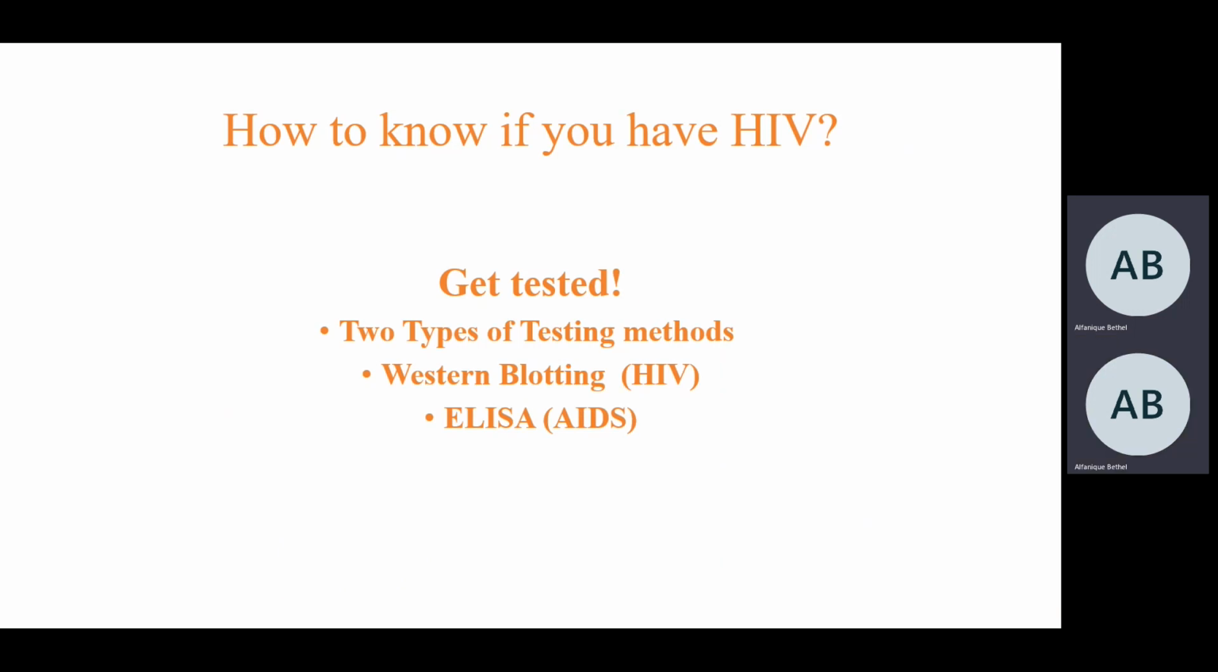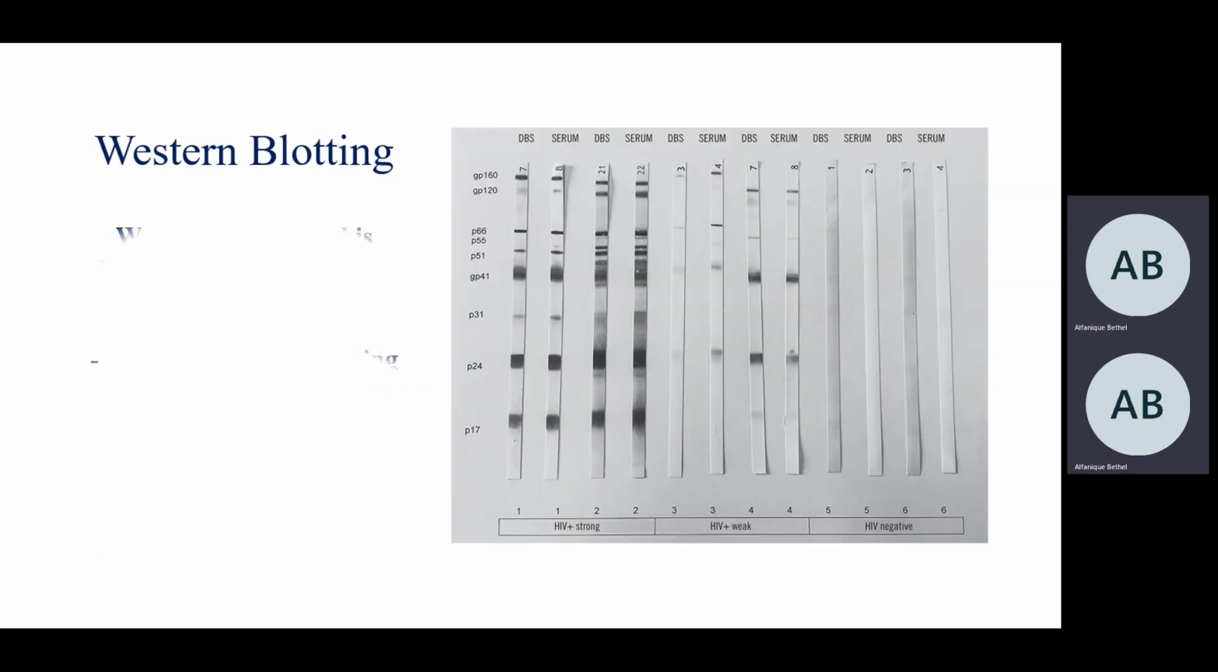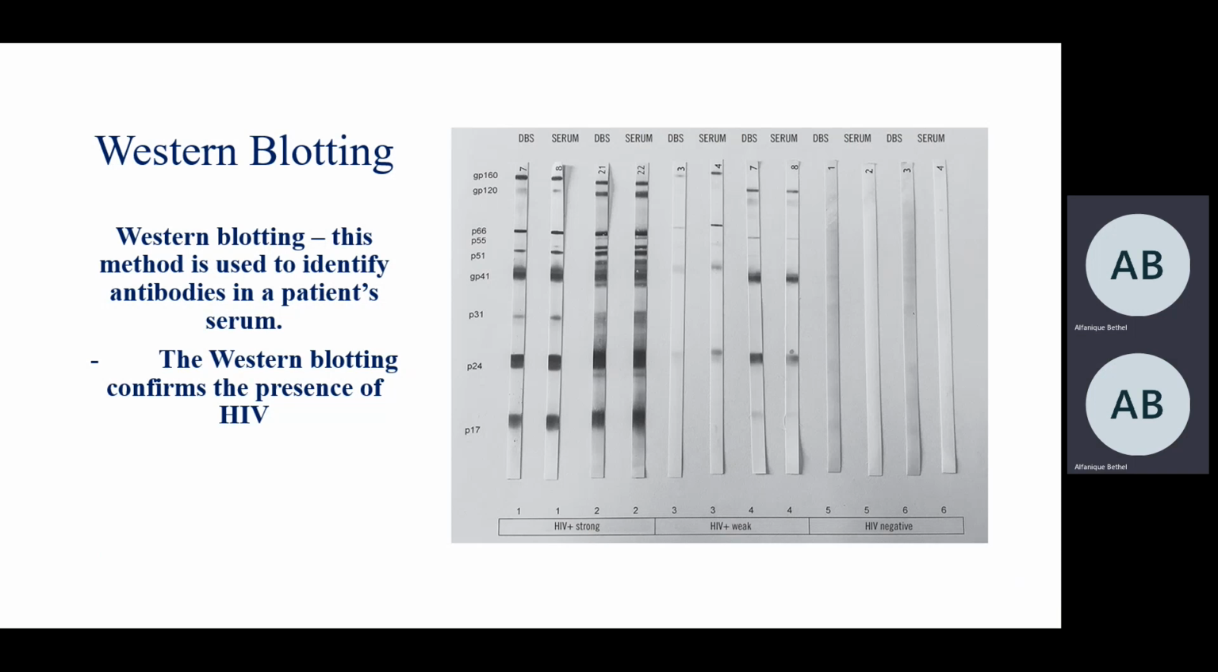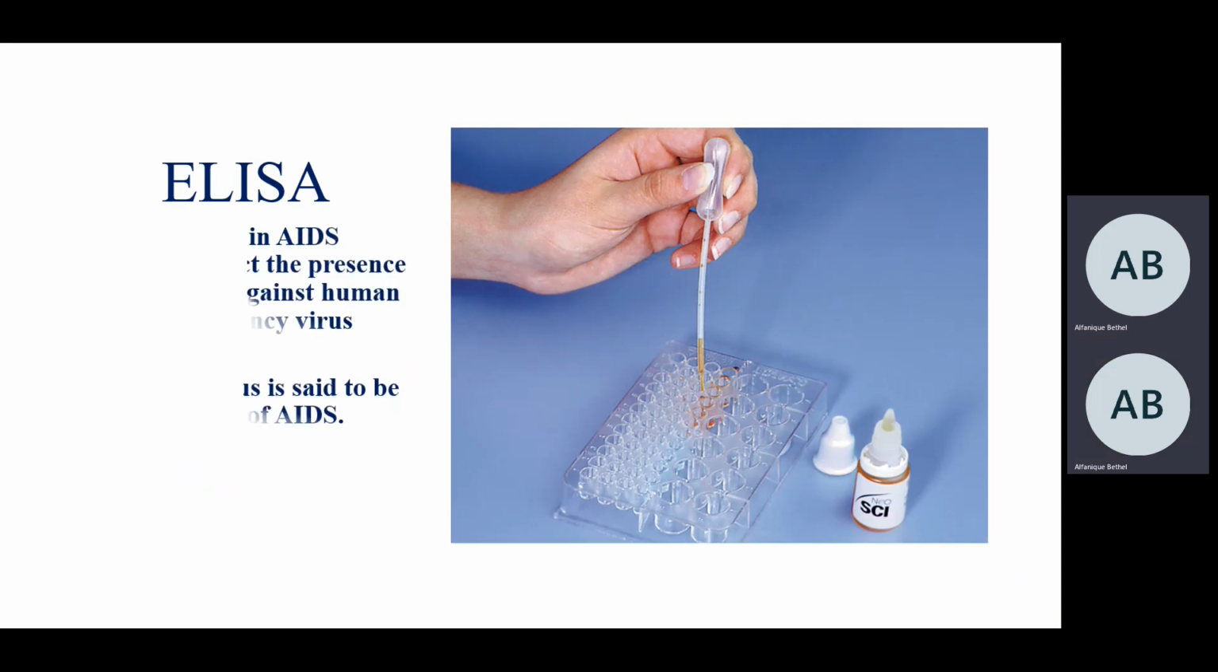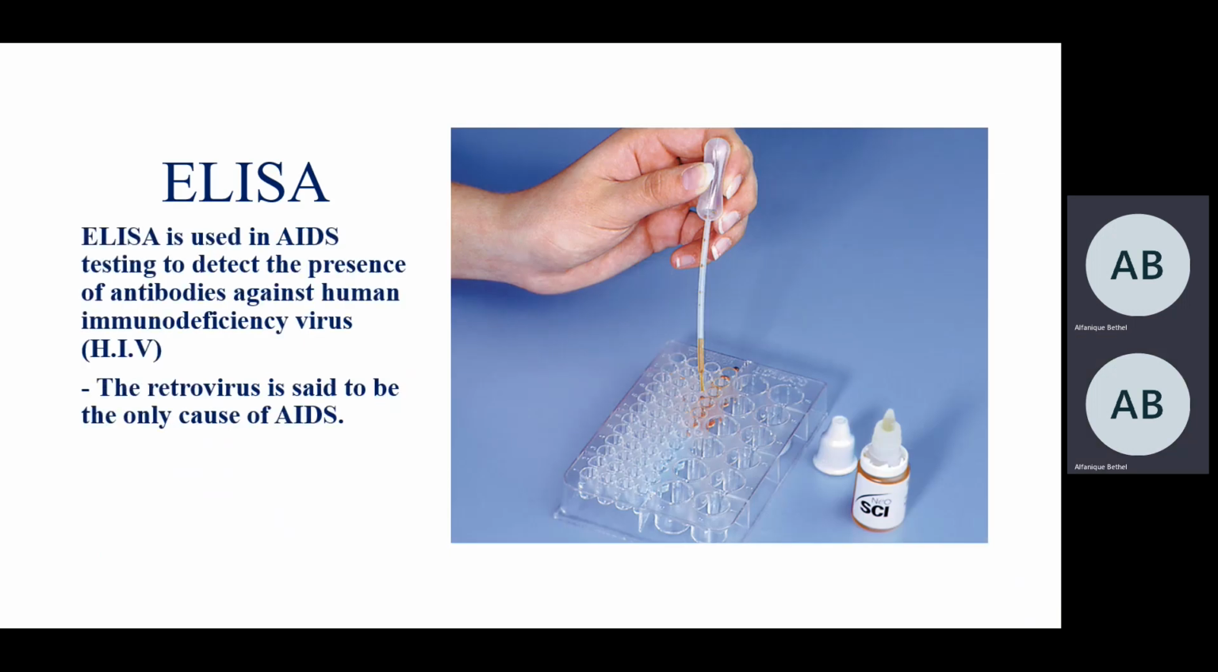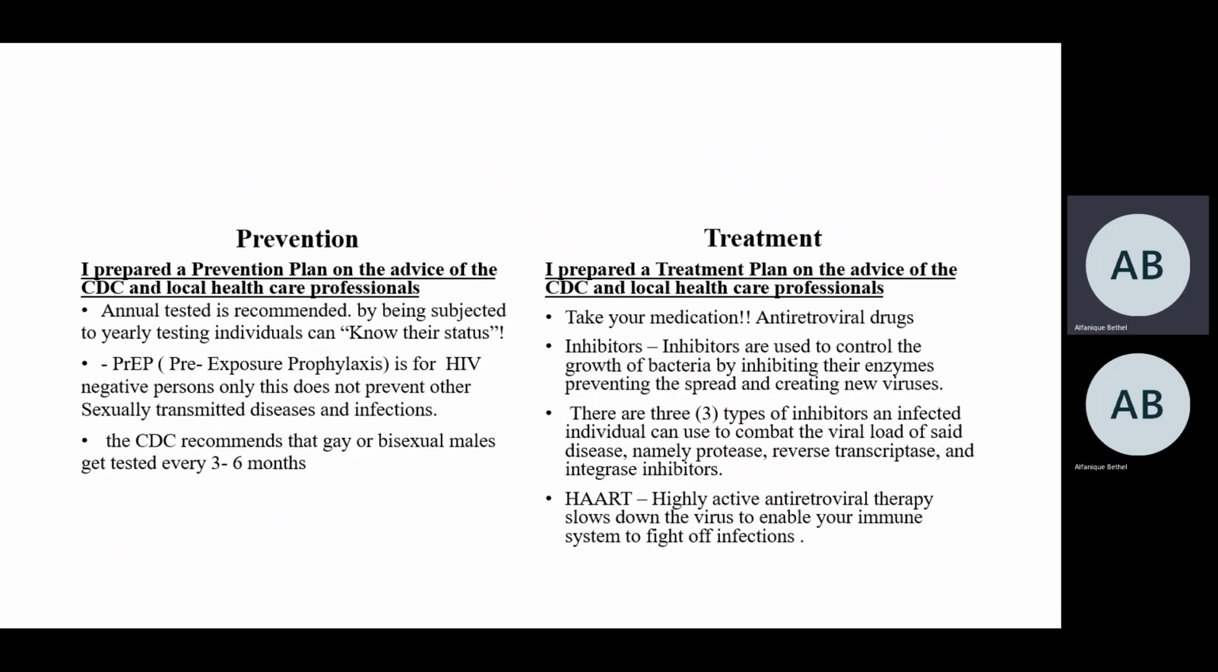How to know if you have HIV? Get tested. There are 2 types of testing methods, Western blotting and ELISA. Western blotting method is used to identify antibodies in the patient's serum. ELISA is used in AIDS testing, to detect the presence of antibodies against human immunodeficiency virus.